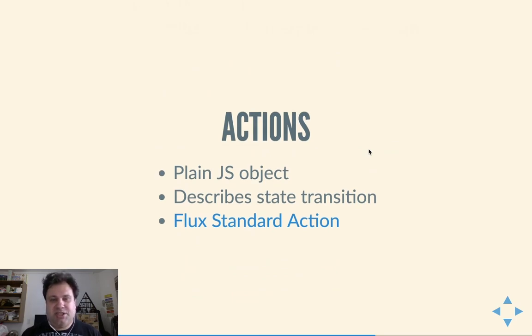Now, actions. Actions are also plain JavaScript objects, and what they do is they describe state transitions in your application. There is this standard called the Flux Standard Action, and it basically describes the preferred structure for this plain JavaScript object. We're going to examine the standard a little bit further.